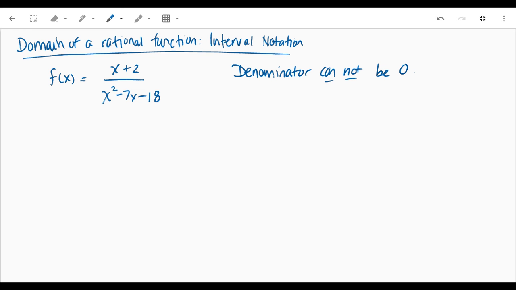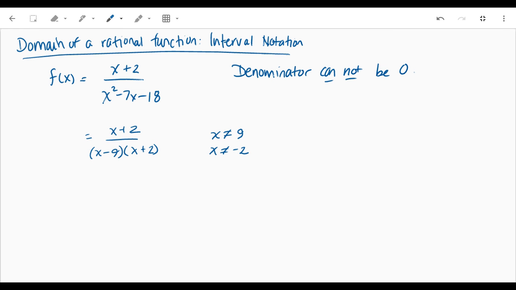It doesn't even matter. It's just the denominator that we care about. Okay, so when we do this, factor the bottom. So that will factor to be x minus 9, x plus 2, which means x cannot equal 9 or negative 2. It can't equal negative 2 because of the denominator and only because of the denominator. It has nothing to do with the numerator.